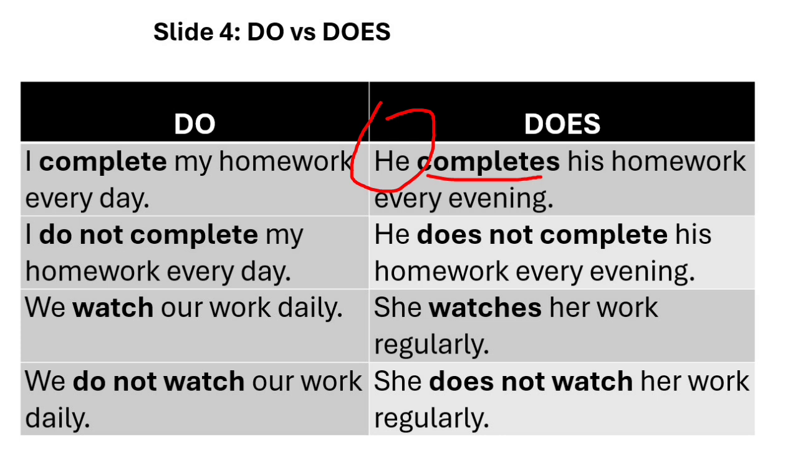And now see the negative. He does not complete his homework every evening. So here in the negative we are using does not. Here we are not using do not. The only reason is the subject is he. Now see the second example. She watches her work regularly. This is a positive sentence, that is why we don't see any does here, right?